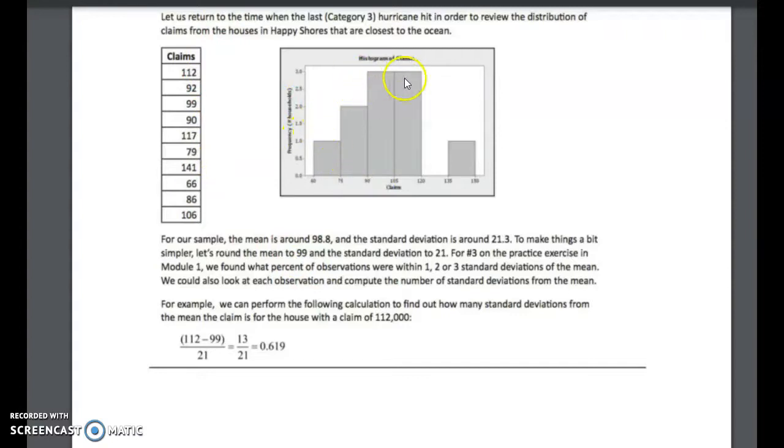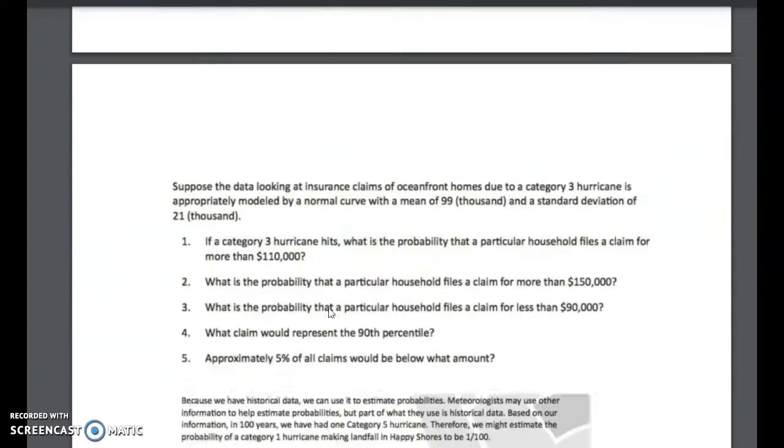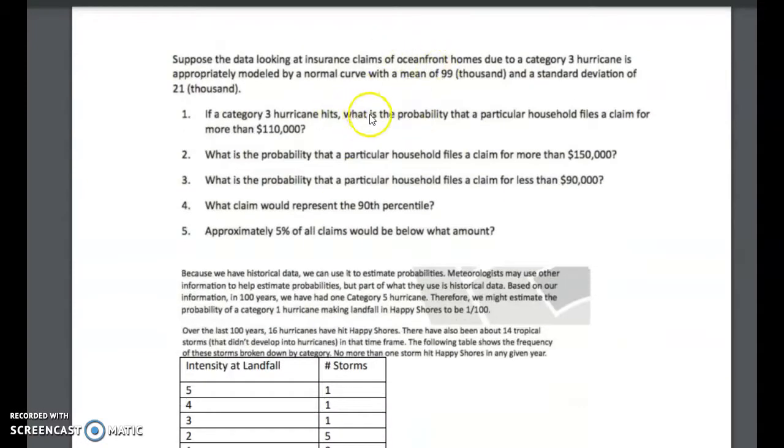So you can see it's sort of normally distributed, and they're going to tell you in the first question to assume it is normally distributed with a mean of 99 and a standard deviation of 21. And this is in thousands, right? $99,000 with $21,000 as a standard deviation. So if a home files a claim for $110,000, what is the probability that a household files a claim for that price, right?